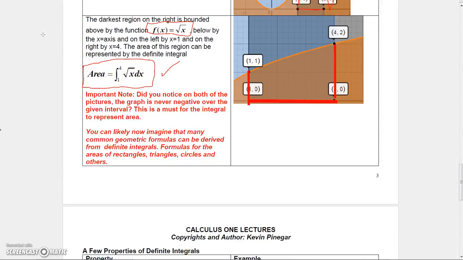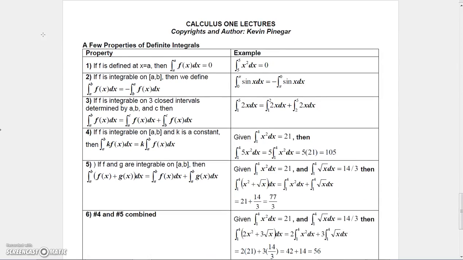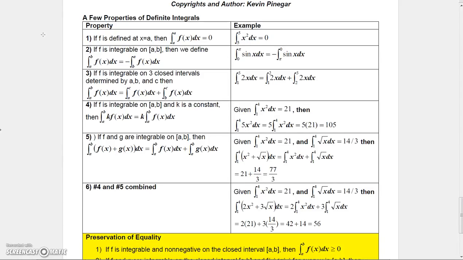Now, I want to talk about a few properties of definite integrals to end this section, and then we'll be ready to get on to the fundamental theorem of calculus.